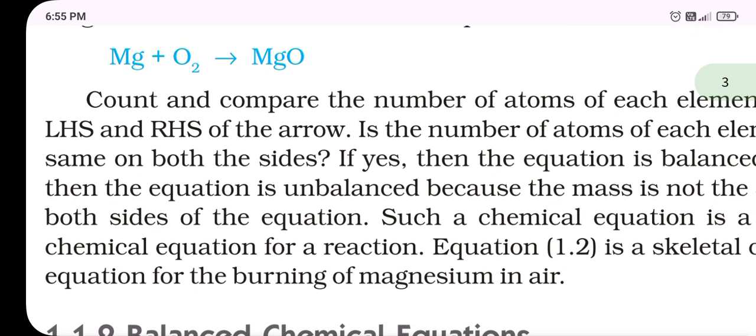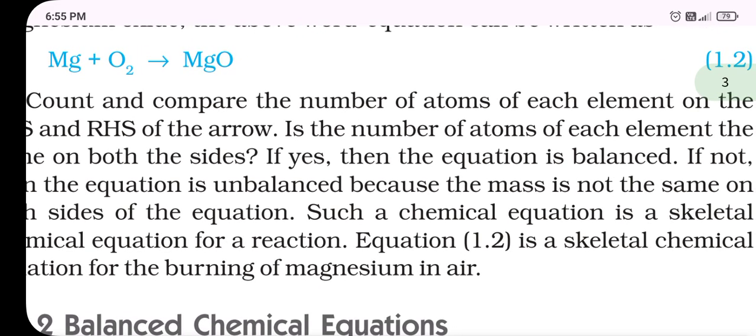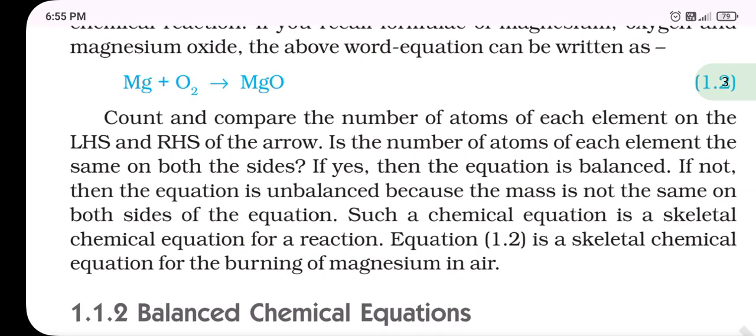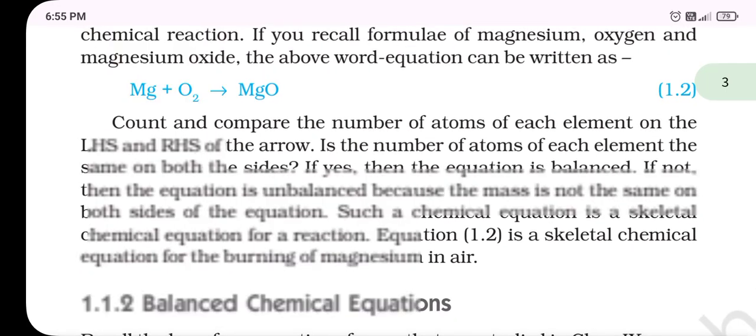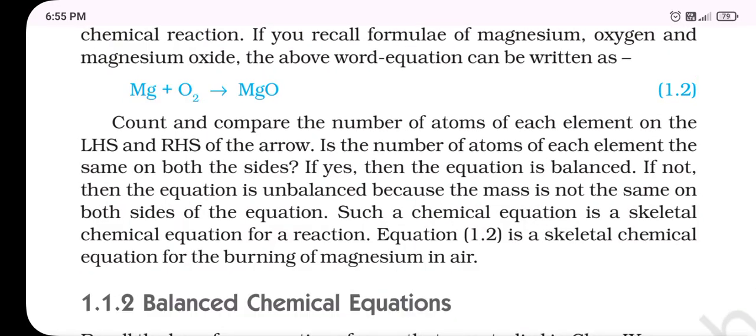If yes, then the equation is balanced. If not, then the equation is unbalanced. Yes, this equation is unbalanced, and we have to balance it, because the mass is not the same on both sides of the equation.